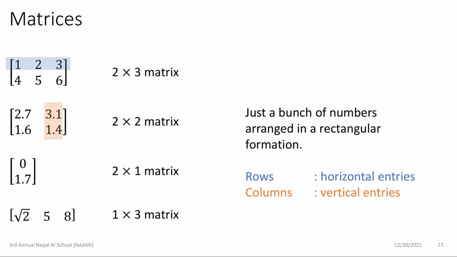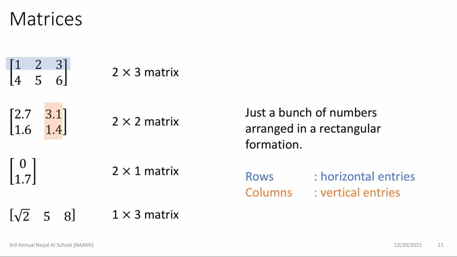For example, this is a 2 by 3 matrix, which basically means it has 2 rows and 3 columns. This is a 2 by 2 matrix. It has 2 rows and 2 columns. The horizontal entries are called rows. The vertical entries are called columns.